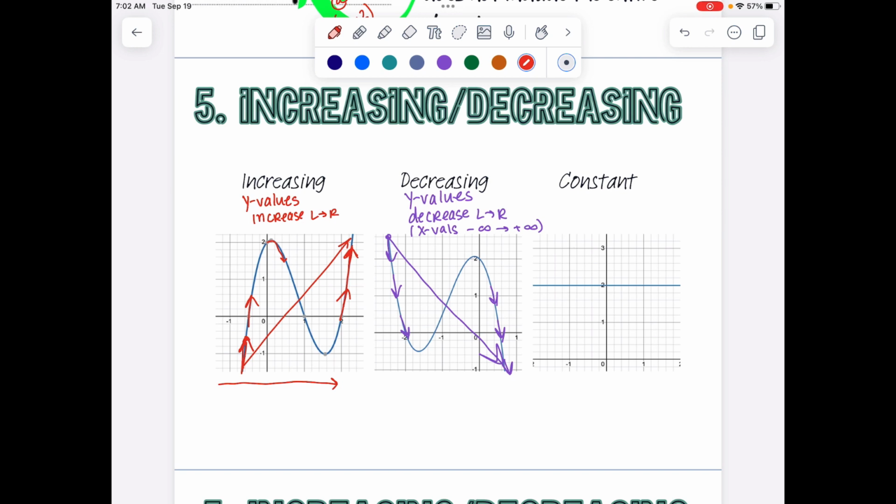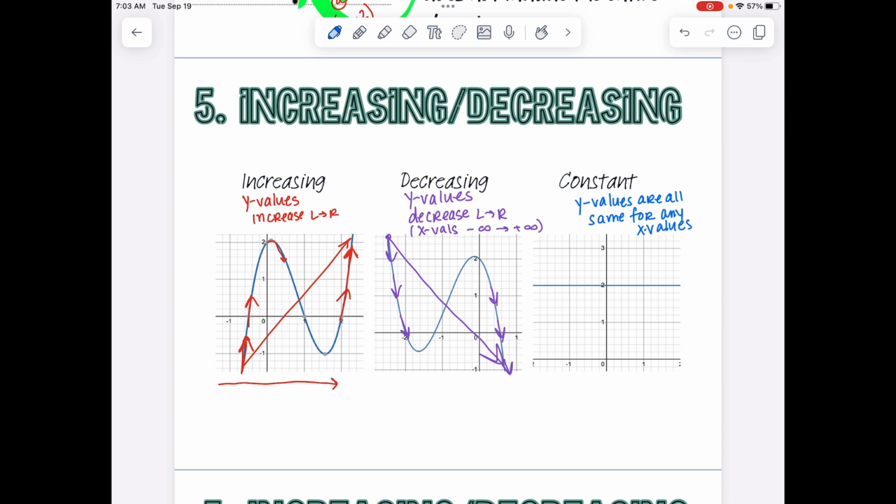And then our buddy over here, this little constant graph, it doesn't go up or down. It stays constant. So y values are all the same for any x value or any input.